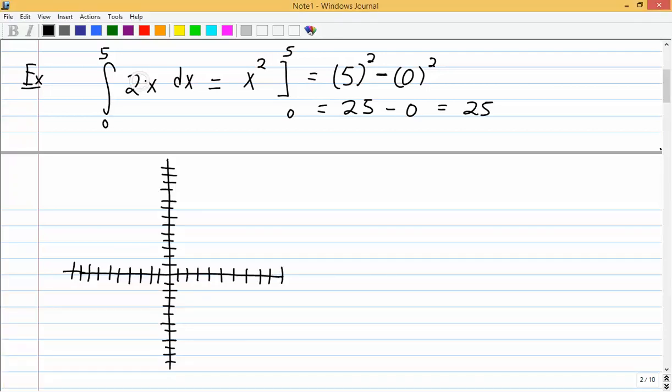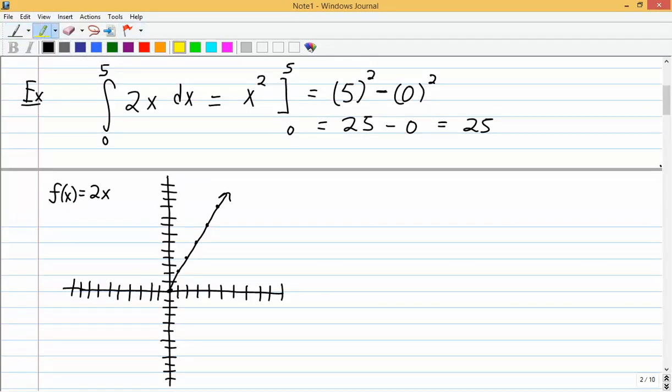So if I sketch f of x equals 2x, whenever I plug in a 0 for my x, I have a 0 for my y. Whenever I plug in a 1 for my x, I have a 2 for my y. When I plug in a 2, I have 4. When I plug in 3, I get 6. When I plug in 4, I get 8. And when I plug in 5, I get 10. I'm just going to stop my line there because I'm only interested in the values between x equals 0 and x equals 5.